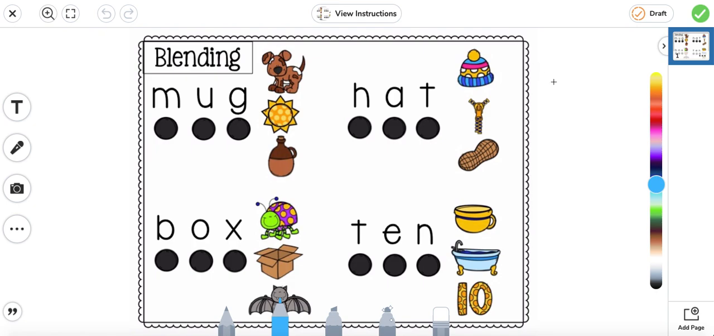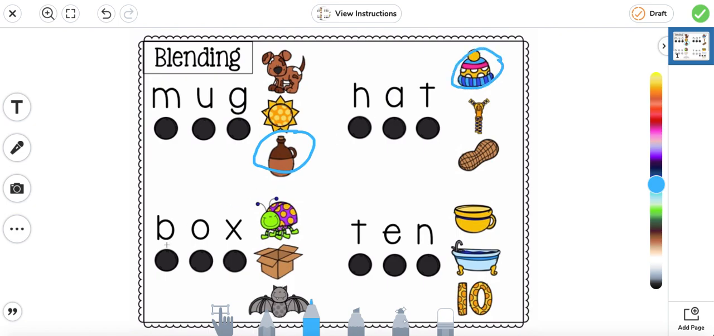Next, we're going to move on to blending. So we're going to go ahead and sound it out. What sound does this letter make? M, g, mug. Which of these pictures shows a mug? Yes, this one. Let's go to the next word. Let's sound it out. At, hat. We have the hat.